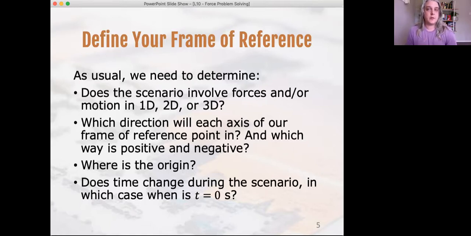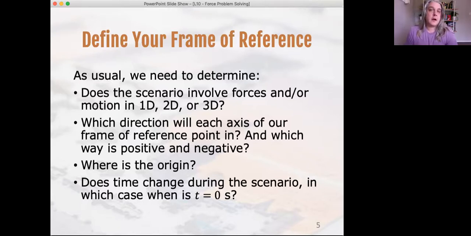Once you've figured those out, then you figure out which direction each one is pointing and which way is positive or negative. So this is something we've been practicing right through since kinematics, so hopefully you're all pretty practiced at that. Once you've defined those, you then will generally know the origin. That's part of setting up those frames of reference, the point where they all cross, that's your origin.